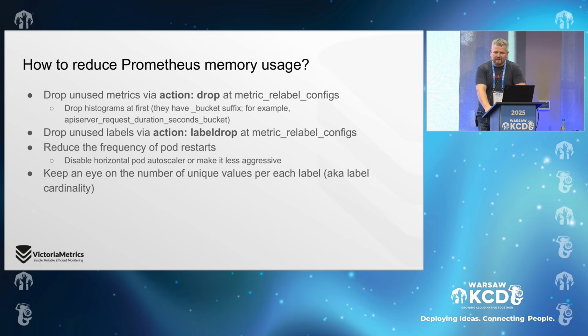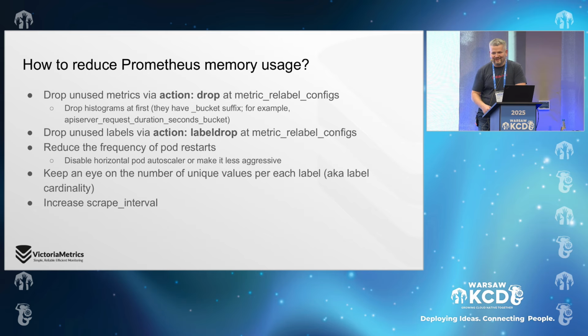And another thing is that you need to keep an eye on the number of unique values per each label which is attached to every metric. This is named label cardinality, or just cardinality. Why is it important? Because a big number of unique values attached per each label generates a big number of unique time series, and every such new time series needs additional memory for Prometheus. That's why it's important to keep an eye on such labels.